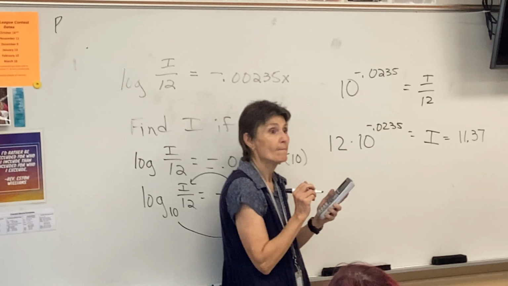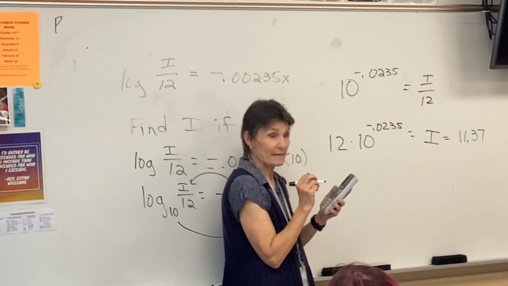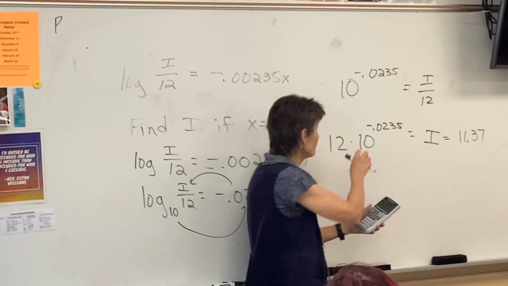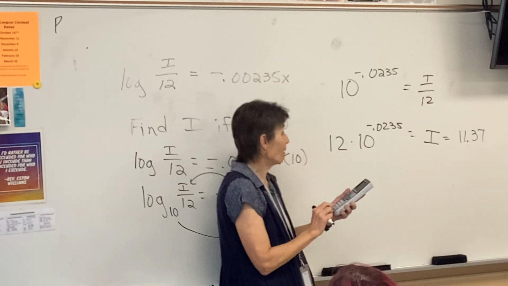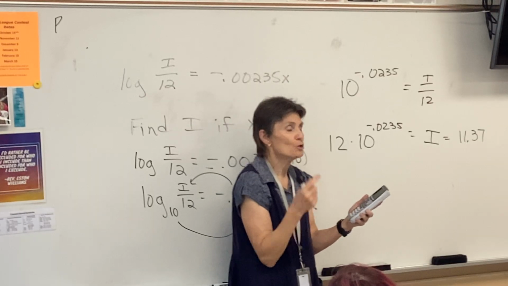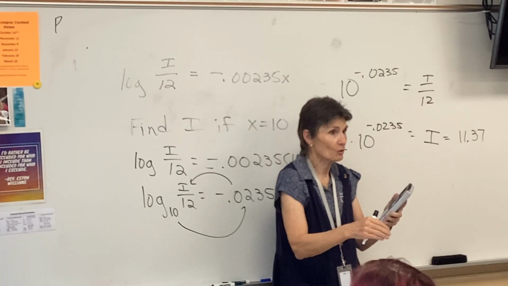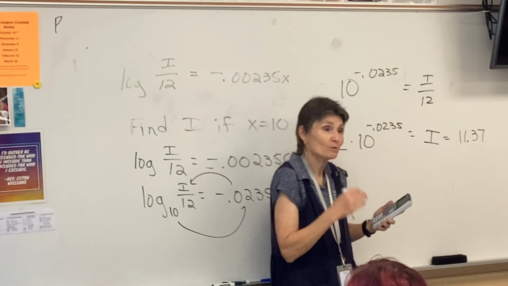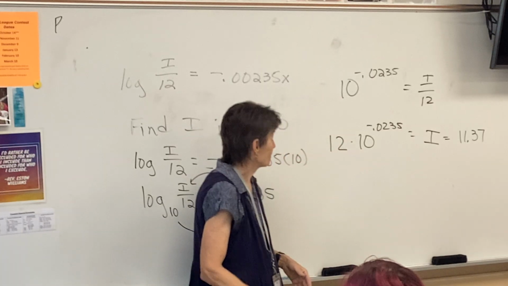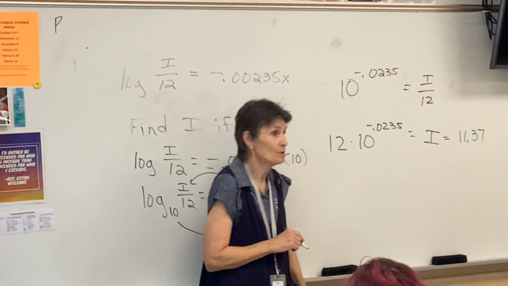Why don't we have to make 10 into 1/10? We can, so if you do that, if you do 1 divided by 10 raised to the positive 0.0235, you get exactly the same number. Your calculator can handle negative exponents. So if you're typing it in on your calculator, just type it in. If you'd rather change it, you can. It'll come out the same way. All right, everybody get 11.37 when you did that?